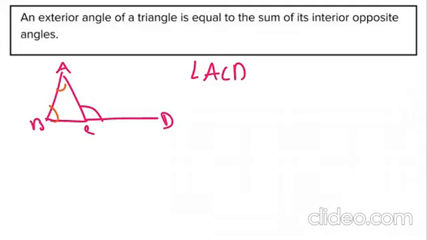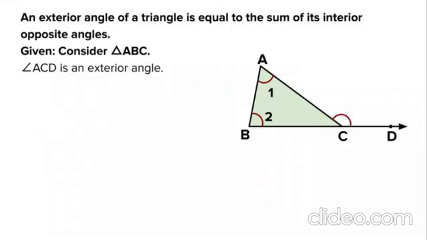The opposite angles are A and B. So angle ACD will be equal to angle A plus angle B. This is what the theorem says. Now we have to prove how it is true. Whether it's true or not, we have to prove it. So let us see how.